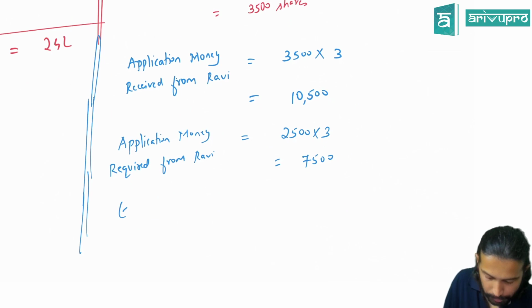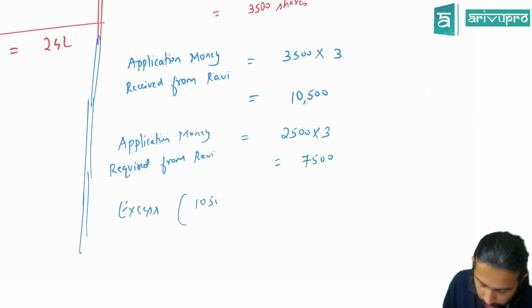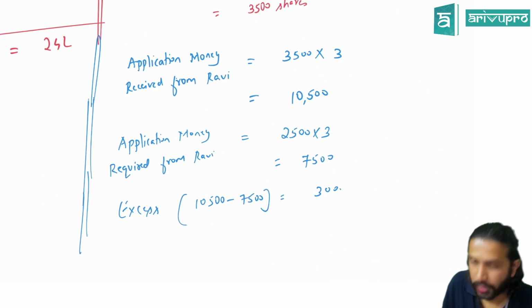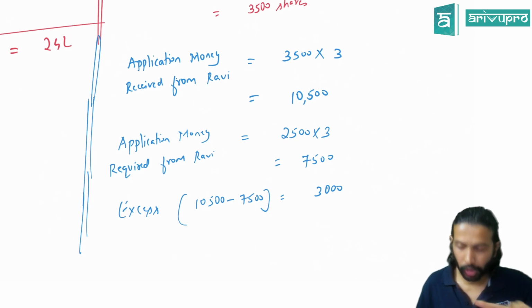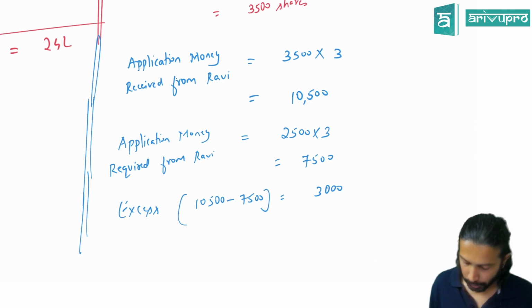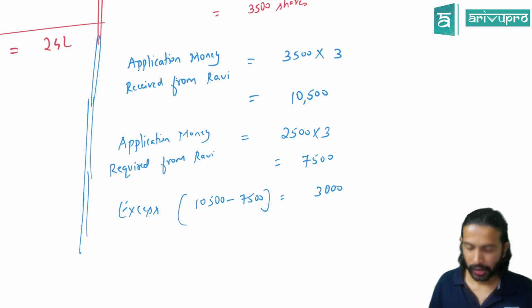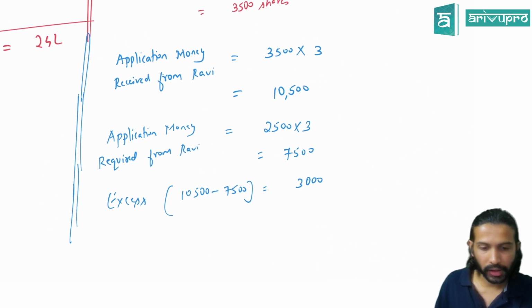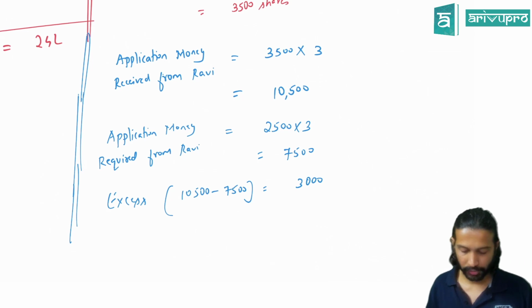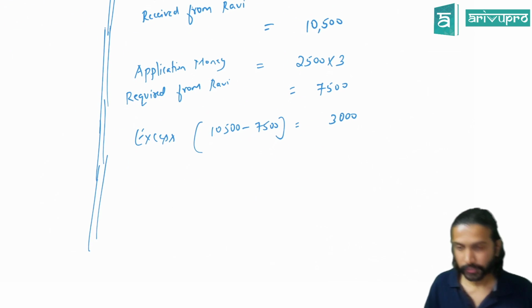That means, has he paid any excess? Yes. How much excess has he paid? 10,500 minus 7,500, which is 3,000. So Ravi has paid 3,000 rupees excess because of pro rata allotment, not purposely. Because the company did pro rata allotment, you will get some excess. And Ravi has paid an excess of 3,000 in this case. Are we okay till here?